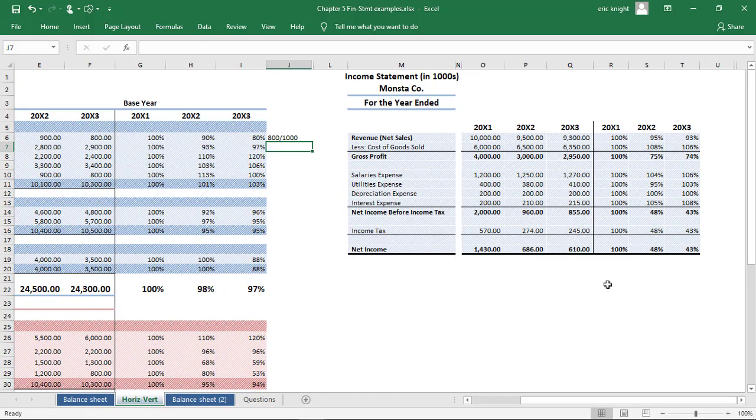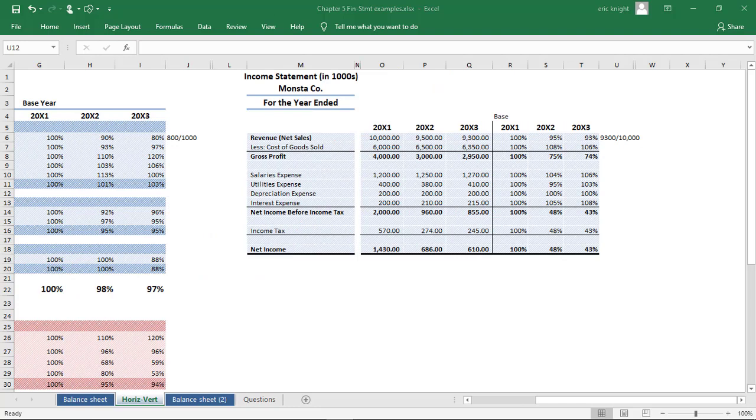When we do the same thing for the income statement, we're also able to see how things are changing. We can see how our gross profit has changed over time. It's decreasing, I should say, from x1 to x2 to x3. 2000x3 is 74% of the base year. The base year, remember, is the earliest year. 2000x2 would be 9,500 divided by 10,000. And then for 2000x3, we would again do 9,300 divided by the base year. So everything over that base year.